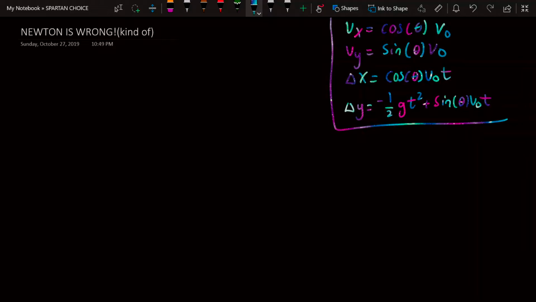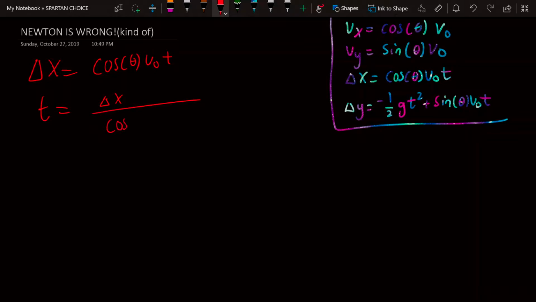Well, let's have some fun with mathematics. Can you see that delta x is equal to cosine theta v0 t? Let's solve for time. Time is equal to delta x over cosine theta v0, right? Okay, let's substitute this into this. Here we go. Let's substitute time here.